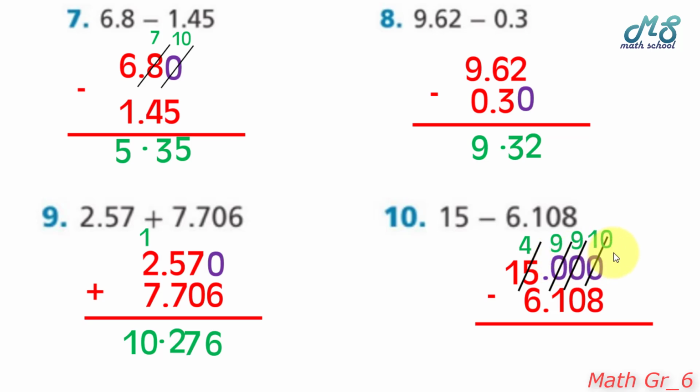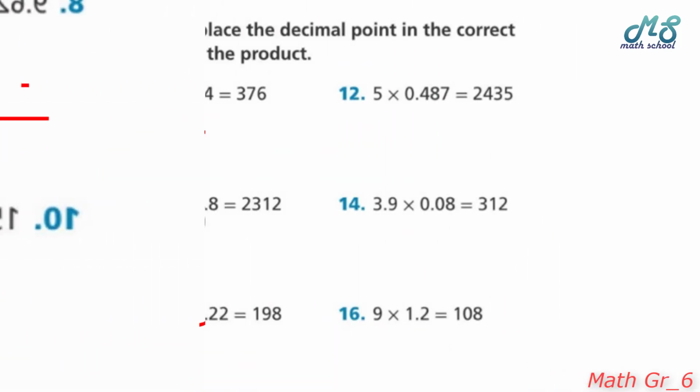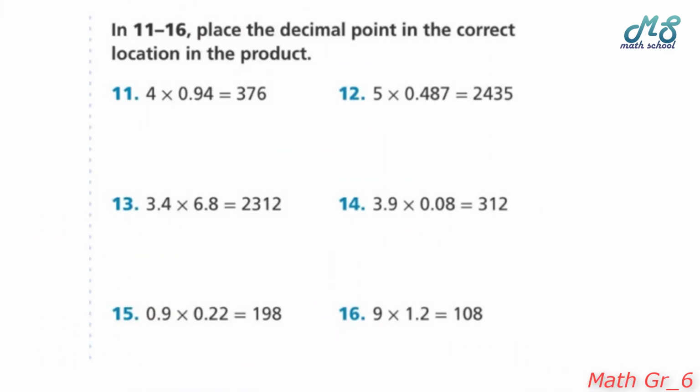We start. 10 minus 8 equals 2. 9 minus 0 equals 9. 9 minus 1 equals 8. Bring down the decimal point. Now we get 14 minus 6 equals 8. So the difference will be 8.892. Next, how can we multiply decimals?